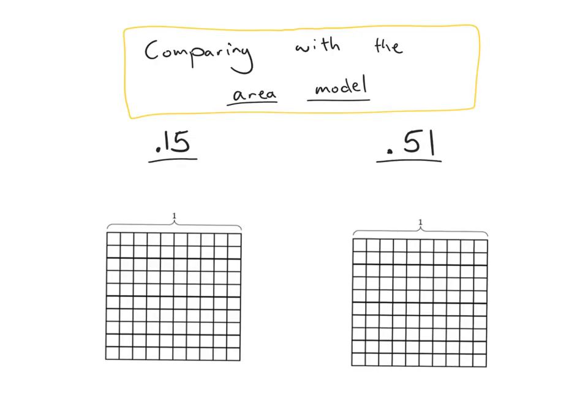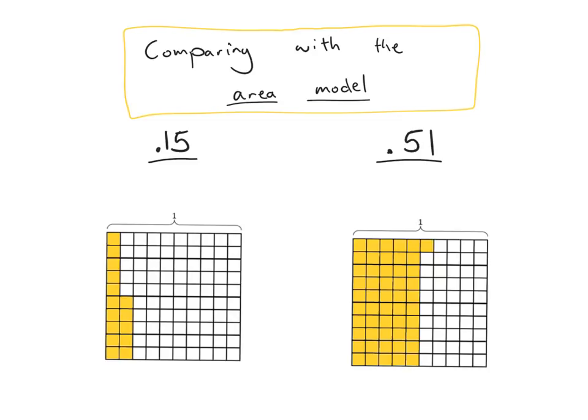And so what I'm going to do is I'm going to represent this first decimal, 15 hundredths, on the area model. So I'm going to go ahead and fill in 15 of the hundredths. And then on the second area model, I'm going to fill in 51 hundredths. So I'm going to represent 51 hundredths on this area model. It's going to take me a little while using this fill function here. So I'm getting close to 40. There's 50 and 51 hundredths.